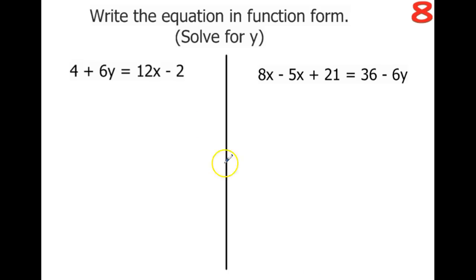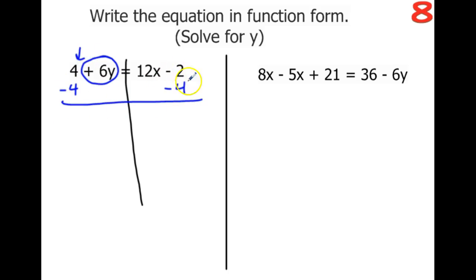Here's two more. Again, I would suggest having you try these on your own and then check to see if you got it right. Here's our letters, y. We need to move this 4 over to the other side. I'm going to subtract 4. Again, notice I put it under the number that you can combine it with.